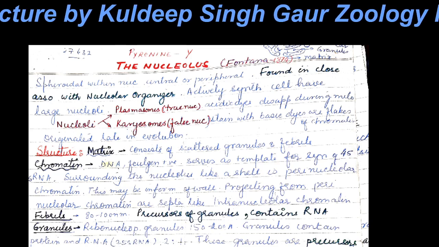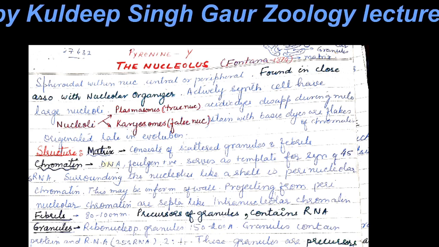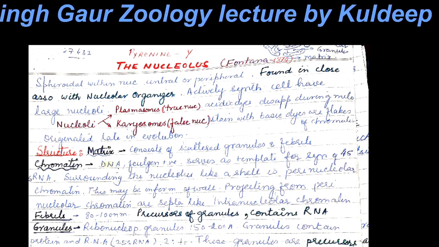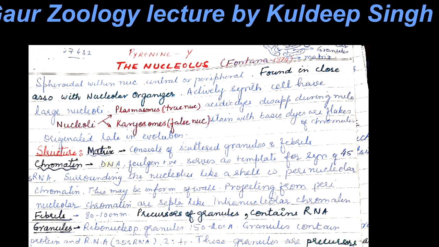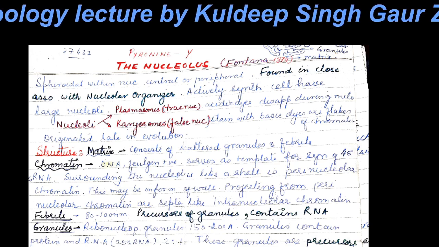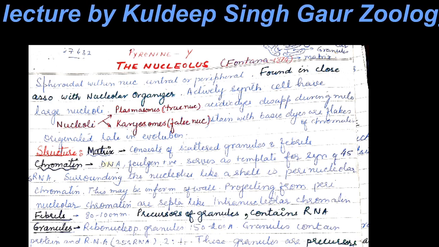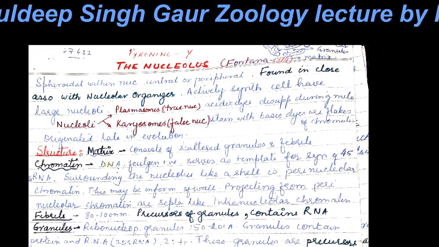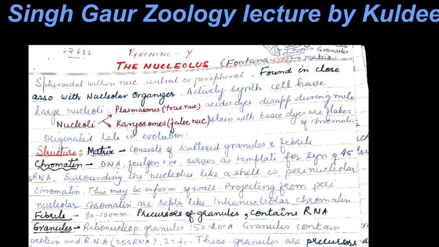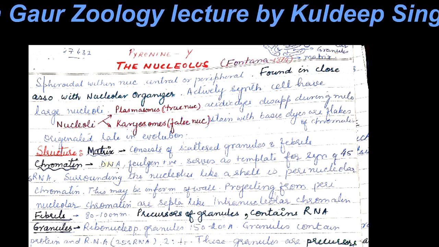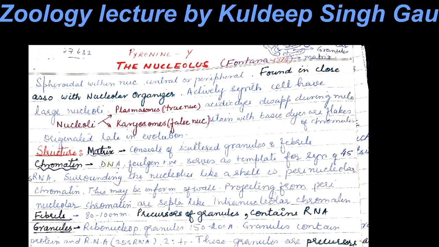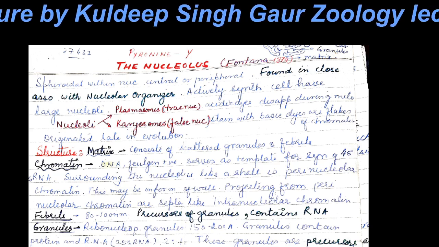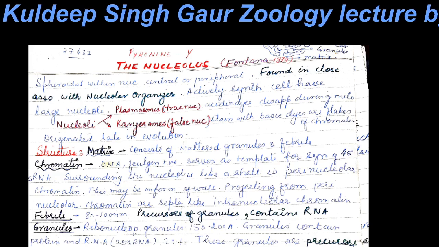It is stained by pyronin, and is spheroidal within the nucleus. It may be central or peripheral in its location. It is found in close association with the nucleolar organizer region of the chromosomes, and it is present in the actively synthesizing cells. The cells which are very active in synthesis have very large nucleoli.